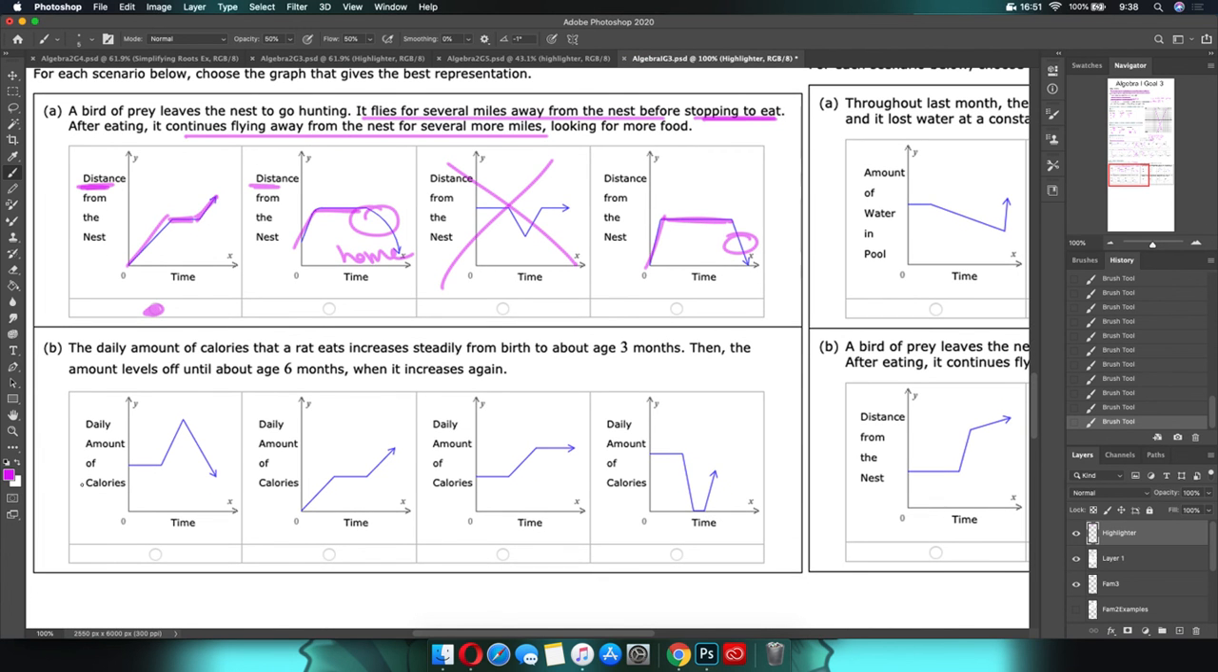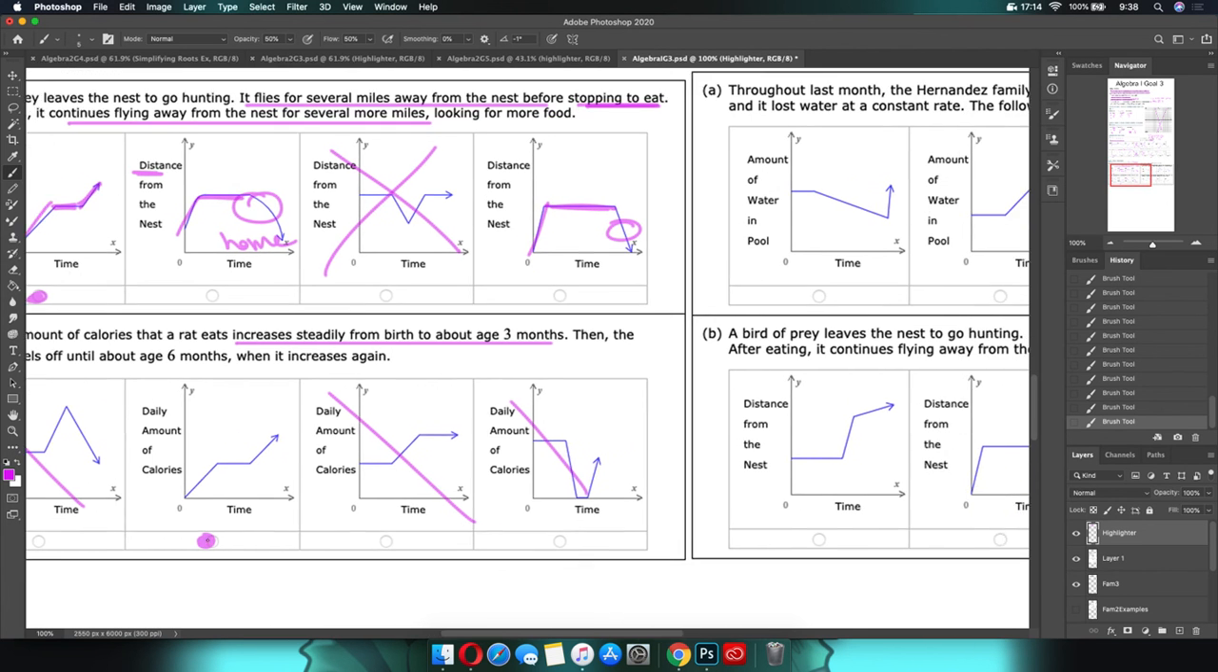The daily amount of calories that a rat eats increases steadily from birth. Okay, so we want things that start with increasing. That's our key phrase. So that's not it. That might be it. That's flat, and then that's flat. And in this case, we got lucky. We were able to figure it out by process of elimination. All right, so far so good. Let's look at another pair.